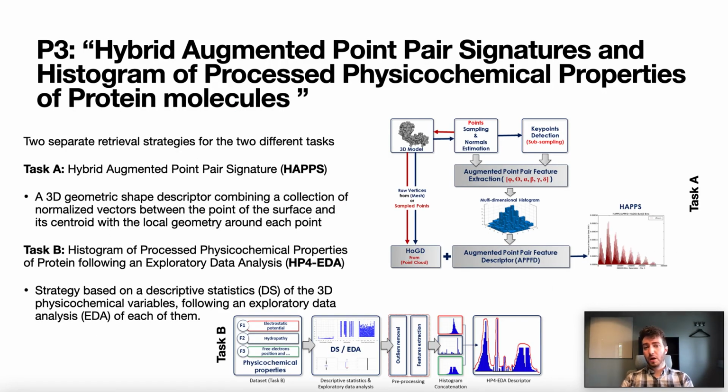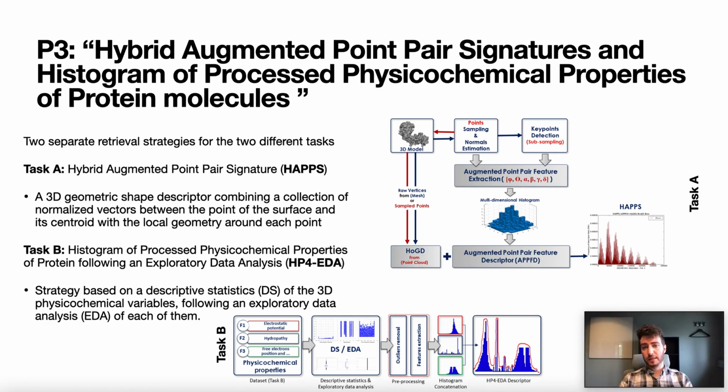The third group adopted 2 distinct methods, the hybrid augmented point per signature, HAPS, and the histogram of processed physicochemical properties of proteins, HP4-IDA. The first method, that can be seen in the figure on the left, robustly describes 3D protein geometry represented with about 4,000 sample surface points.